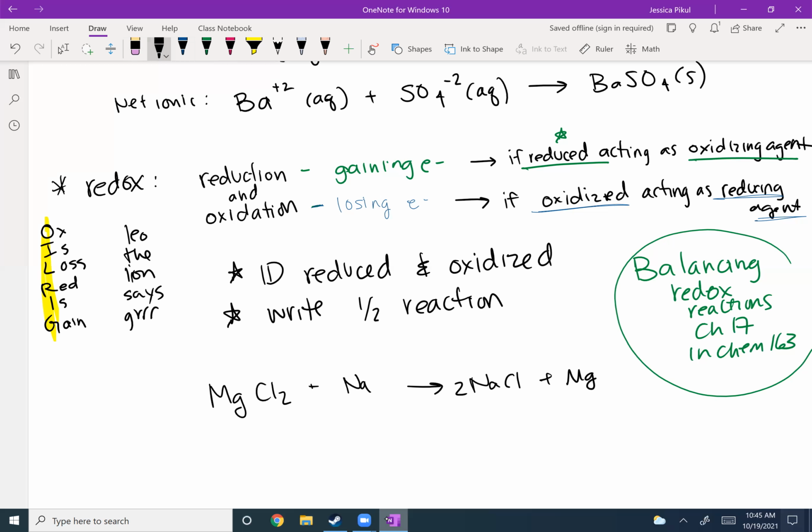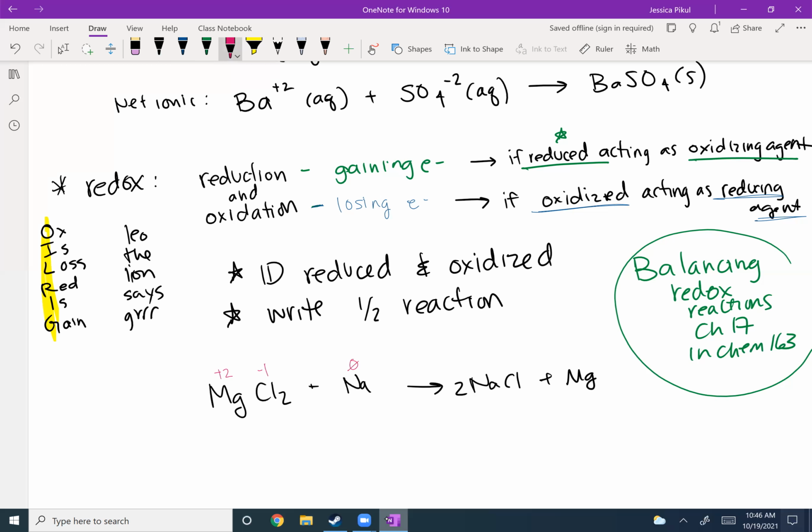I made this up. I don't actually know if this actually happens. So looking at these, I'm going to evaluate the charges on them. My magnesium here is a +2 ion. My chlorines are -1. And this is all coming from that chapter 2 ionic compounds material.